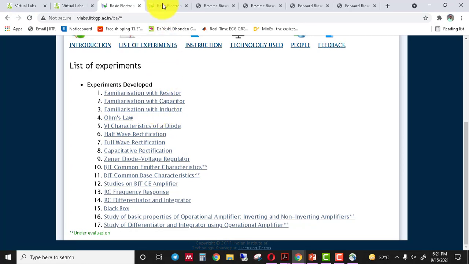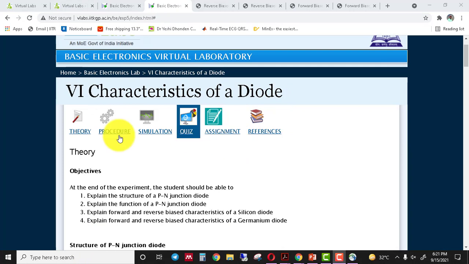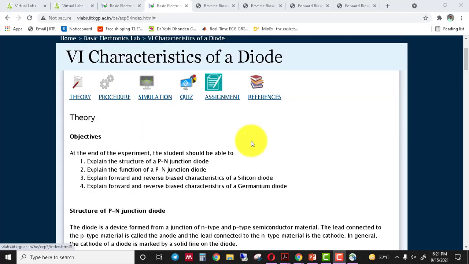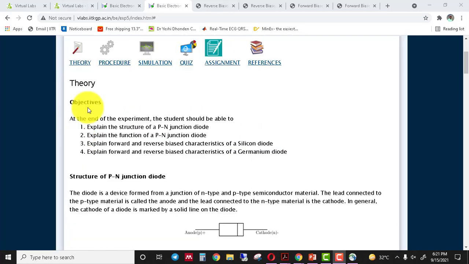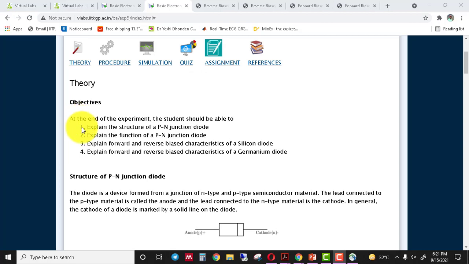So this is the experiment page of VI characteristics of diode circuit. Here a few tabs are available like theory, procedures, simulation, quiz, assignment and references. In the theory section, first we check out the objective of this experiment. In this experiment we have 4 objectives.